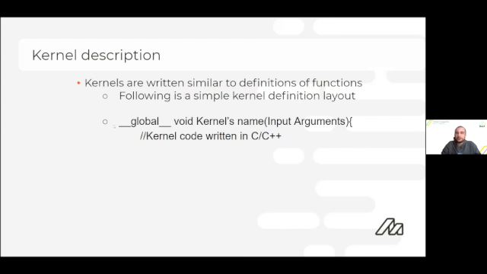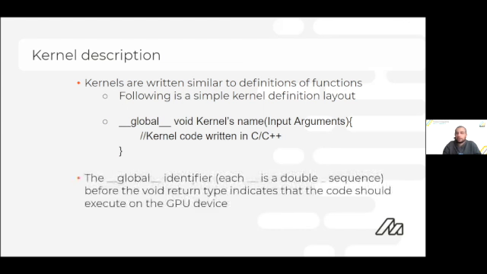We use this global directive as a way to tell our compiler that, hey, this is kernel code, this is GPU code, this is a function that's going to be executed on the GPU. And it's that simple. You don't have to do anything.